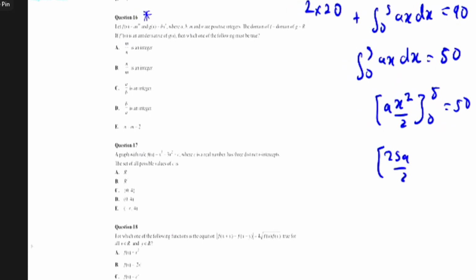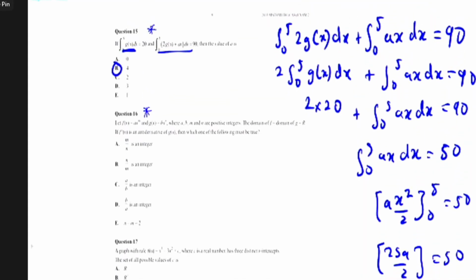25a on 2 minus is equal to 50. A is equal to 4. So that's B. Yeah. At question 16.